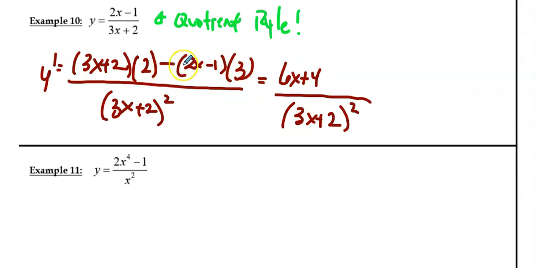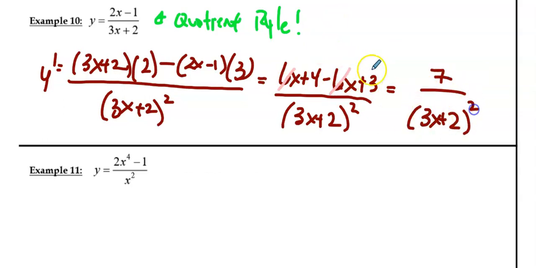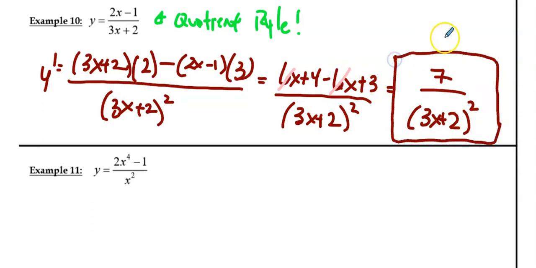So we're distributing a negative 3 here, right? Negative 3. So negative 3 times 2x is going to be negative 6x. And then negative 3 times negative 1 is going to give us a positive 3. Okay, positive 3. And so this simplifies down to, well, the 6x's cancel. Boom, boom. And so now we're left with 7 over 3x plus 2 squared. And this is going to be the answer that you're going to see on your multiple choice question for the quotient rule. Okay? So that is that example.